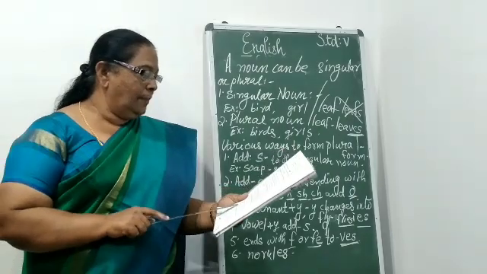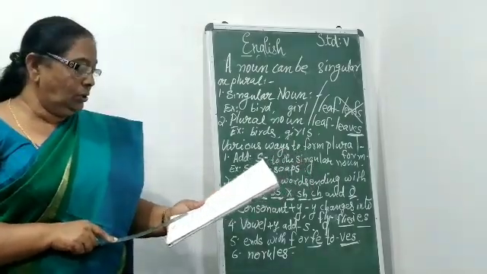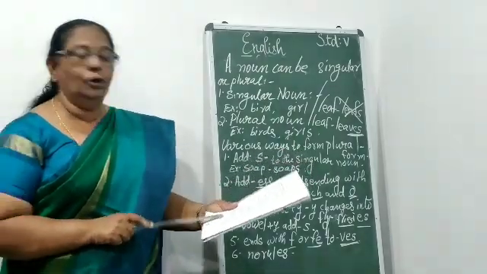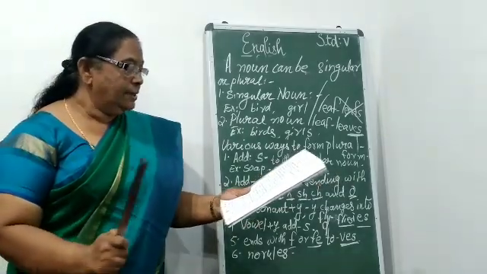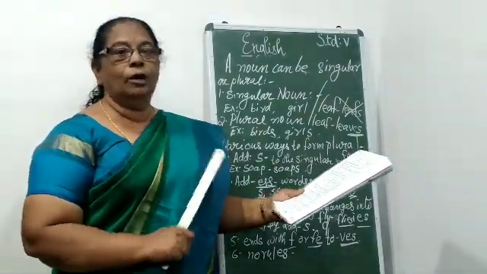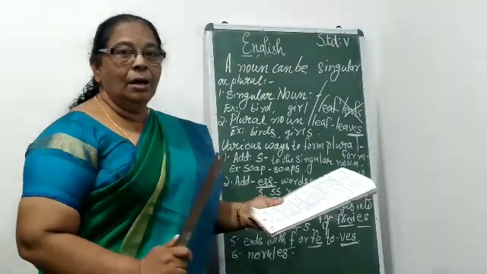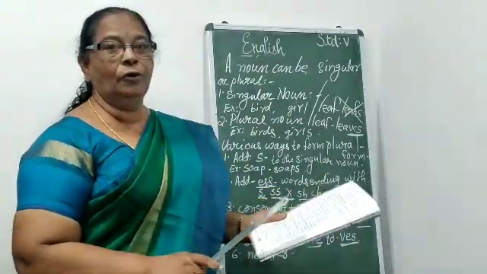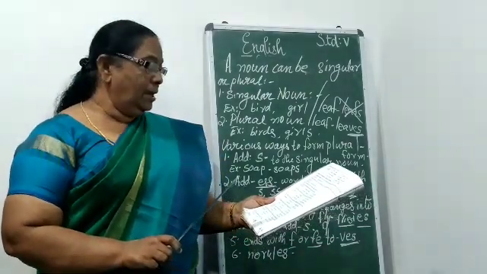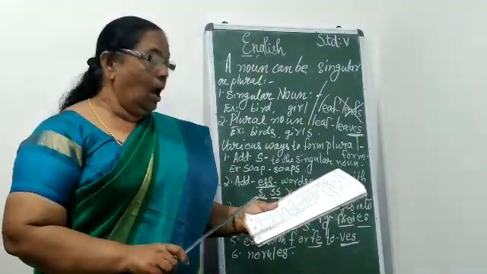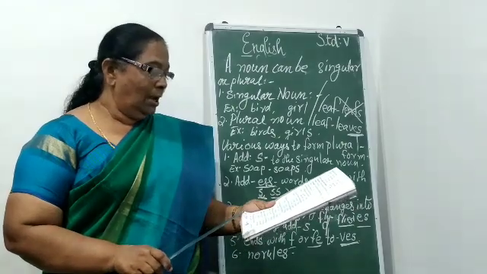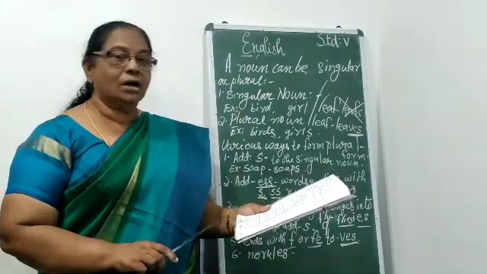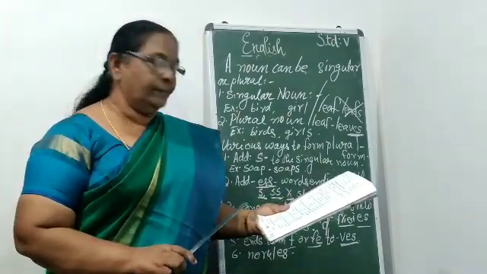And coming to the sixth rule, some nouns follow no rules. Okay. They change into plural form as it is. Like man, M-A-N, man. What is the plural form? M-E-N, men. Louse, lice. Ox, oxen.